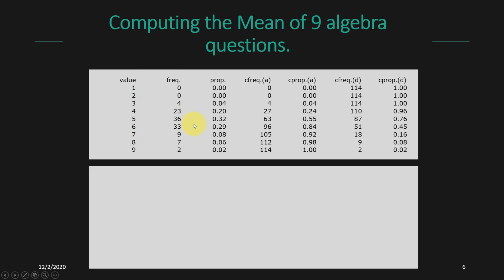Right, so just looking at these two columns here, we should already be getting a sense that the algebra questions were a little bit harder. Lower scores were much more common on these questions, right? Whereas before we were getting 33 people who got a 9 on the arithmetic questions, now we only have 2 people who got all of the algebra questions correct.